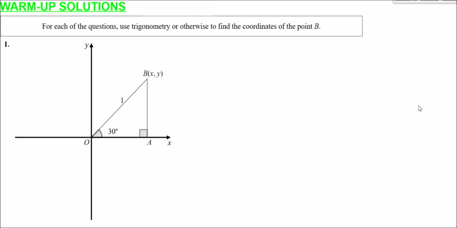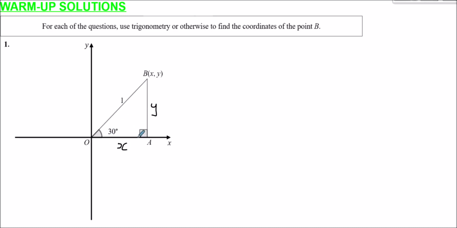As it says, for each of these questions, use trigonometry or otherwise. I'll just say use trigonometry, don't worry about the otherwise part. We're going to find the coordinates of the point B below. First of all, I'm just going to label on the diagram what we're trying to find. So we want to find x and y, and x is going to be the length of this line OA, and the y coordinate is going to be the length of this line from A up to B. It doesn't particularly matter if you find x or y first. What I'd suggest doing, to be honest, is finding x first and then finding y, though as I say, it doesn't matter.